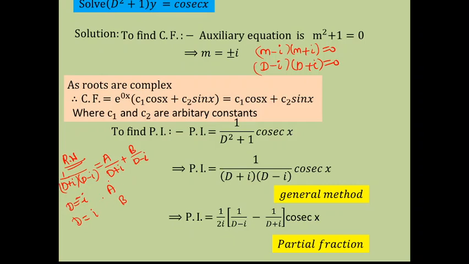So this type of process needs to be applied here. You will get the partial fraction in this way. You will get the value of a as minus 1 by 2i and the value of b as nothing but 1 by 2i by partial fraction, right? Okay, so this is done.